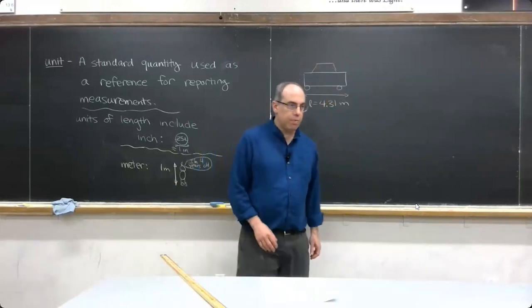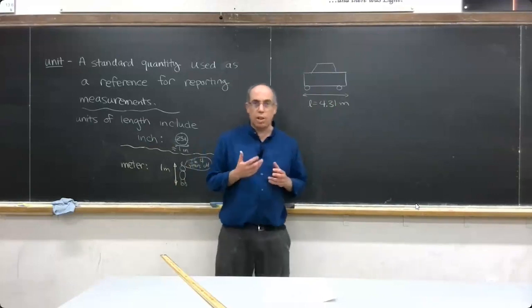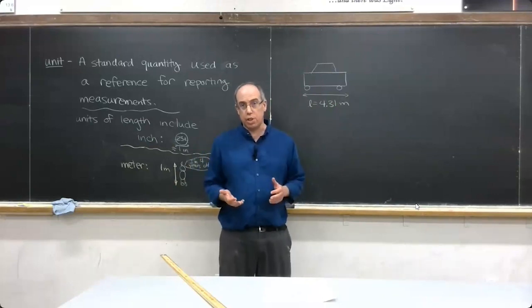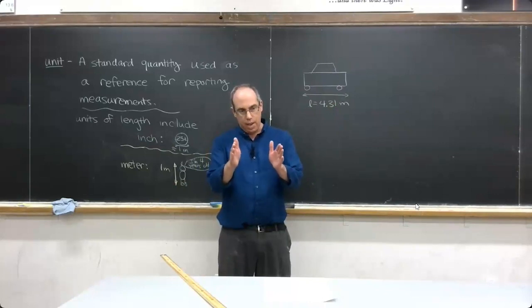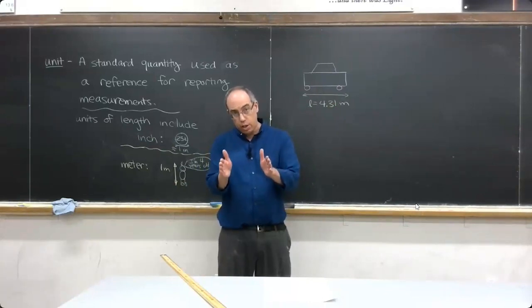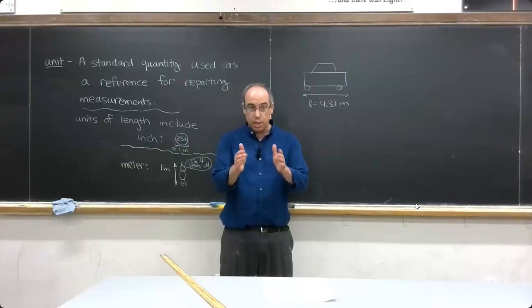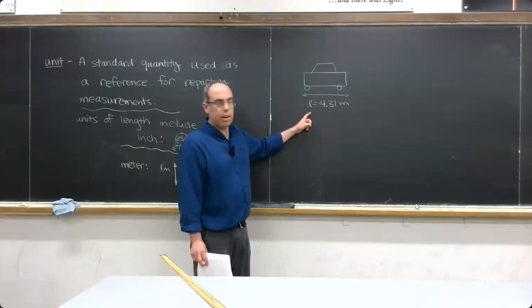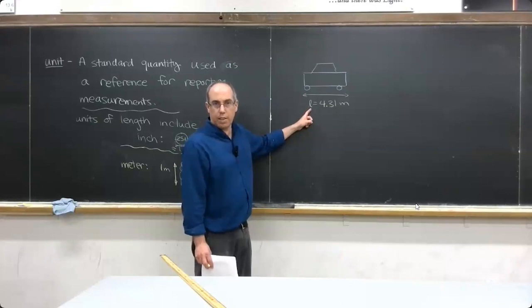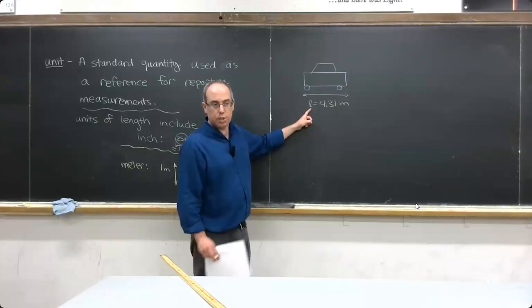Now, very often in this course, we're going to have to do what are called unit conversions. A unit conversion is when we have a measurement given in one unit, and then we have to convert that same measurement into some different unit. For example, say that I have a car here, and I know that the car has a length of 4.31 meters, and I want to find the length of the car expressed in inches.